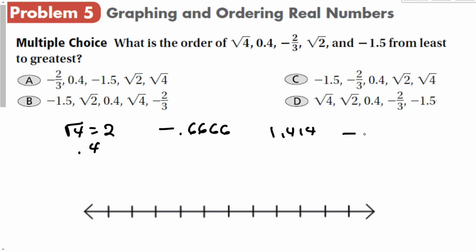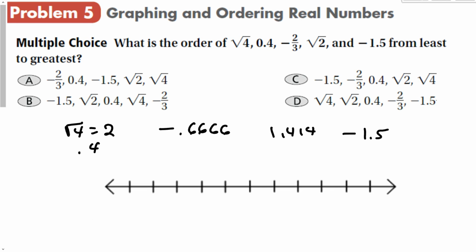And negative 1.5. Okay. So I want to order these from least to greatest. Well, let's put some numbers. Let's label our number line right here so I can graph these later. Let's label this negative 3, negative 2, negative 1, 0, 1, 2, 3, 4. Okay. Negative 1.5 is going to be halfway in between negative 1 and negative 2. Okay. And that's going to be my first one.